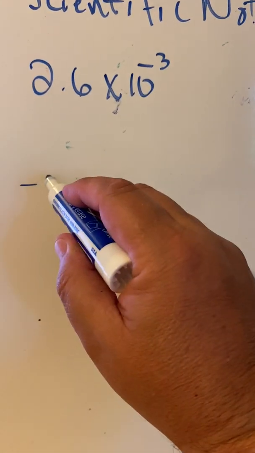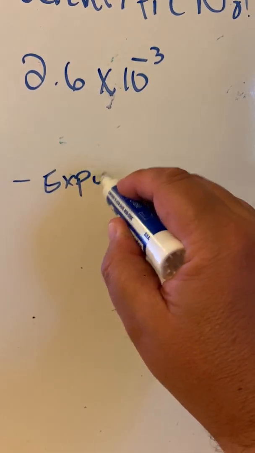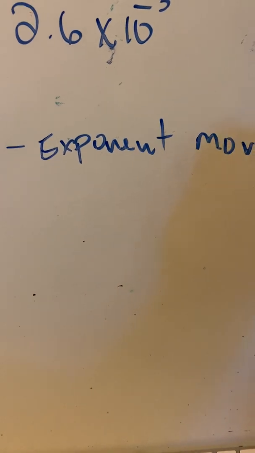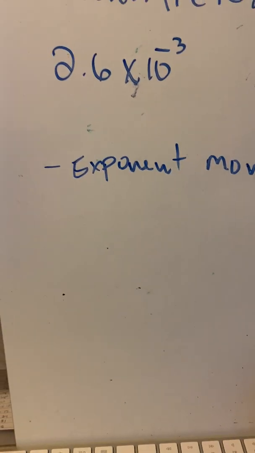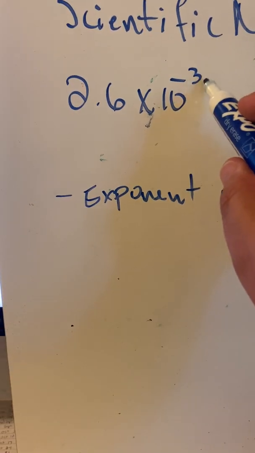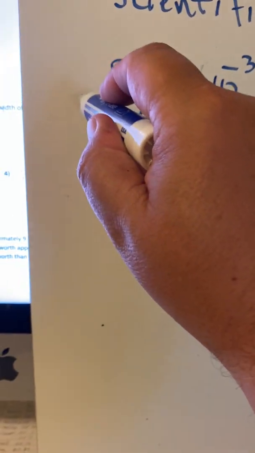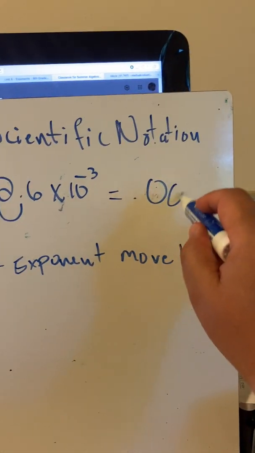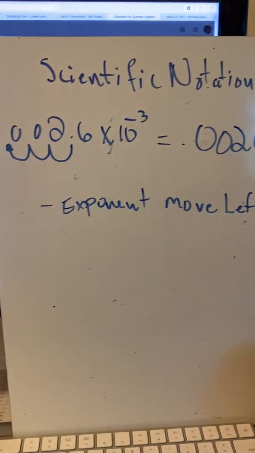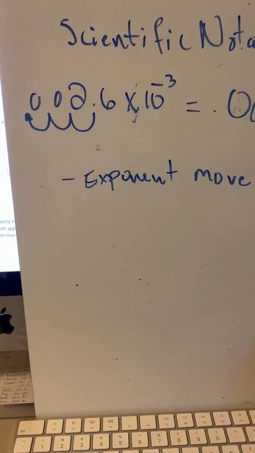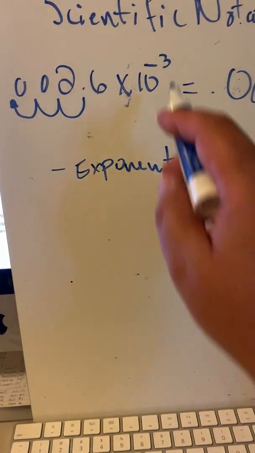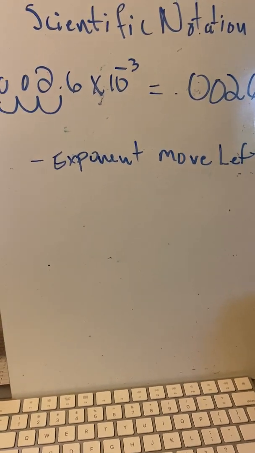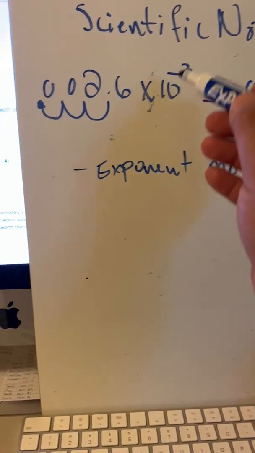If it's a negative exponent, move left. You're going to move the decimal point to the left. How many times? 3. 1, 2, 3. 0, 0. So your answer to this is 0.0026. That's all the exponential values do in scientific notation. Don't worry about converting it or doing anything else with it. Just know that it's telling you to move it 3 to the left.